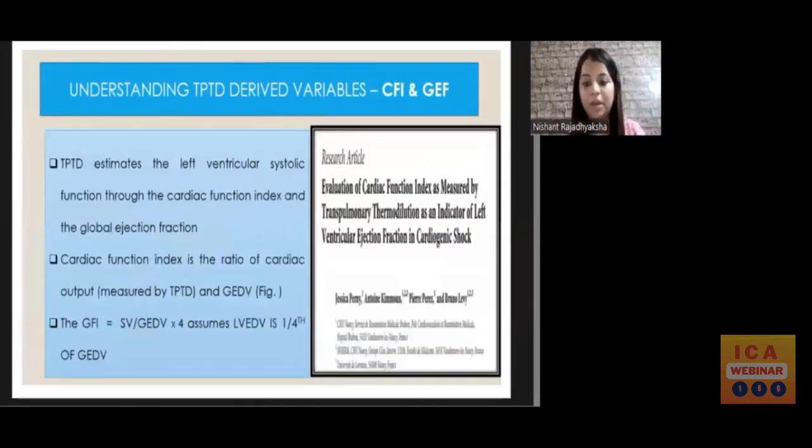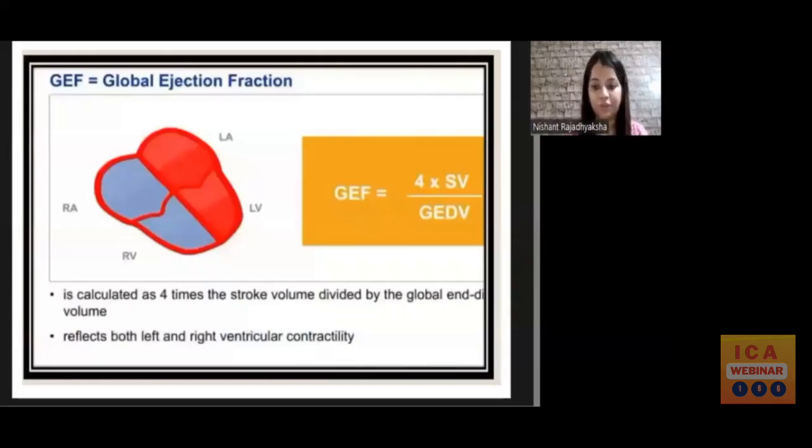Now, when we look at these two variables, cardiac function index and global ejection fraction, these are transpulmonary thermodilution derived variables of systolic function. First, we need to measure the global end diastolic volume very accurately. Cardiac function index is nothing but cardiac output divided by global end diastolic volume, while global ejection fraction is the stroke volume divided by global end diastolic volume. The logic is we assume left ventricular end diastolic volume is 1/4 of global end diastolic volume. These variables are variables of cardiac systolic function.